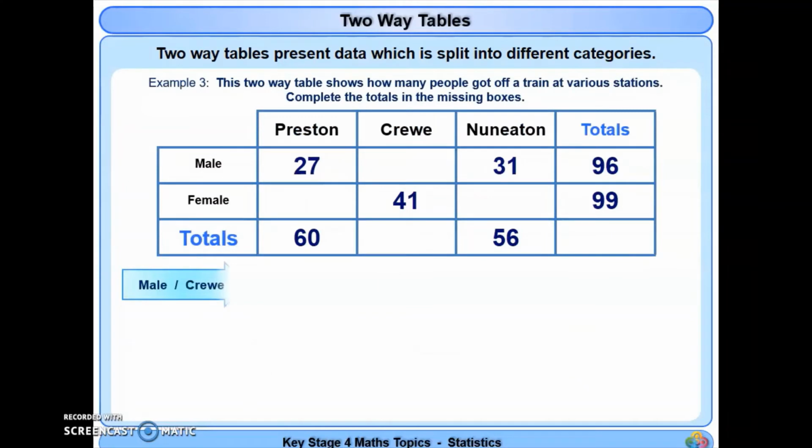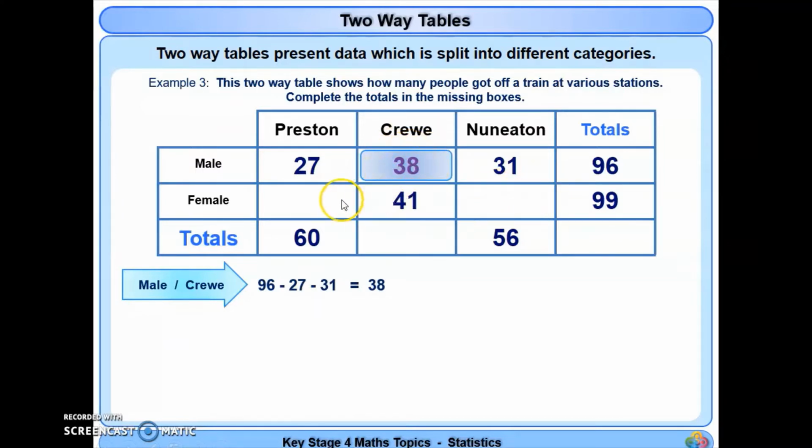Example 3. It's another bit of data here. We're missing some values, and we want to know how many people got off at various stations. We don't know how many males got off at Crewe, but we do know there was 96 males altogether. So I'm going to subtract 31, subtract 27 from 96, and that's going to leave me with my value for how many males got off the train at Crewe.